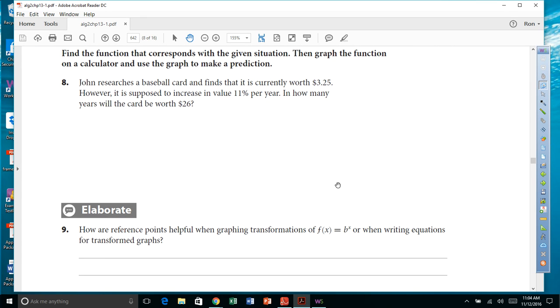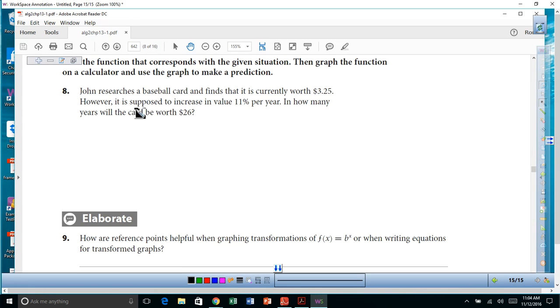Your turn. Find the function that corresponds with the given situation, then graph the function on a calculator and use the graph to make a prediction. So John researches a baseball card and finds that it's currently worth $3.25. So A equals $3.25. And I think we've been using red for that.